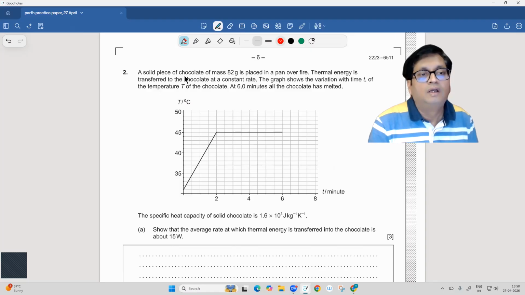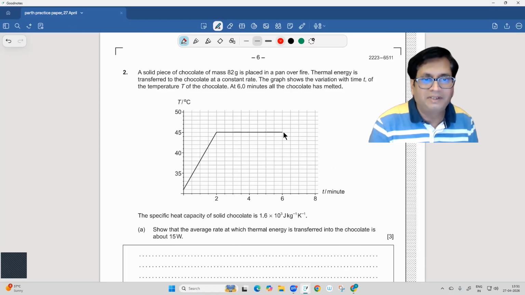A solid piece of chocolate of mass 82 gram is placed in a pan over fire. Thermal energy is transferred to the chocolate at a constant rate. The graph shows the variation with time of the temperature of the chocolate. So we are heating the chocolate. Initially, the temperature of the chocolate is increasing. After that, the temperature becomes constant. At 6 minutes, all the chocolate has melted.